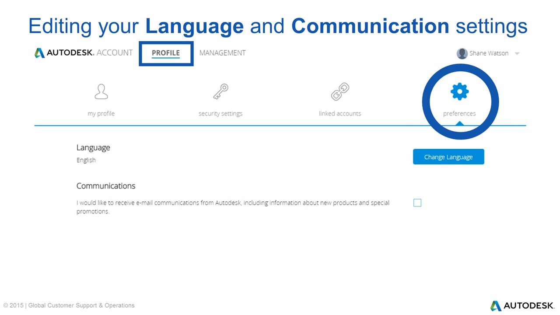Okay, so let's jump into exploring your Autodesk profile and making sure all of your user information is correct. Okay, let's start with your language preference. You can choose in which language you'd like to use your Autodesk Account, and again, those 14 languages we mentioned earlier in the presentation are available, and any communications will be sent in that language you select. You can also opt in or out to receive email communications from Autodesk here. This would include information about new products and promotions.